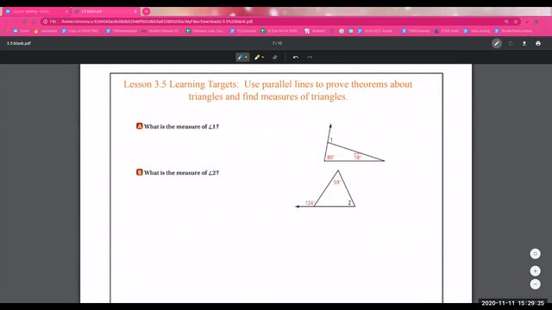So in this one, what is the measure of angle 1? Well, angle 1 is right here. So you can add the two remote angles. So that would be 80 plus 18.